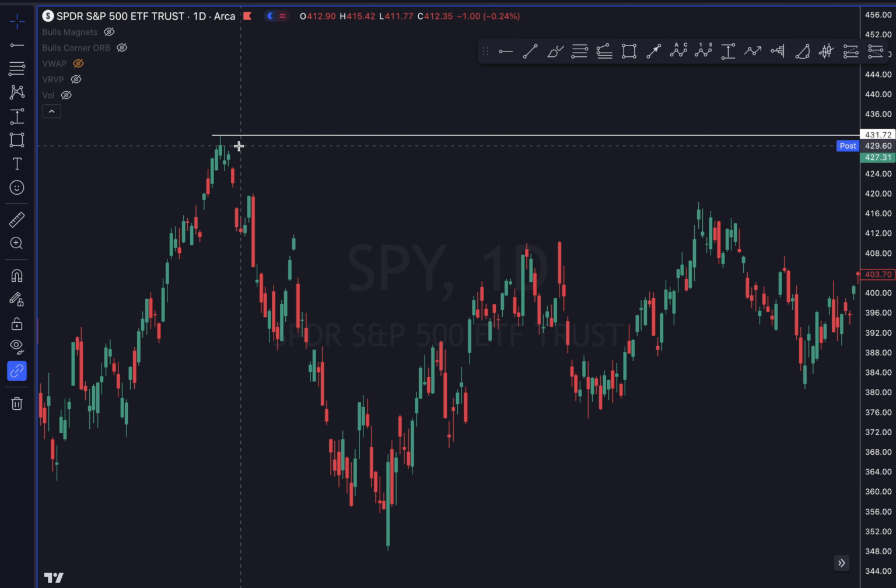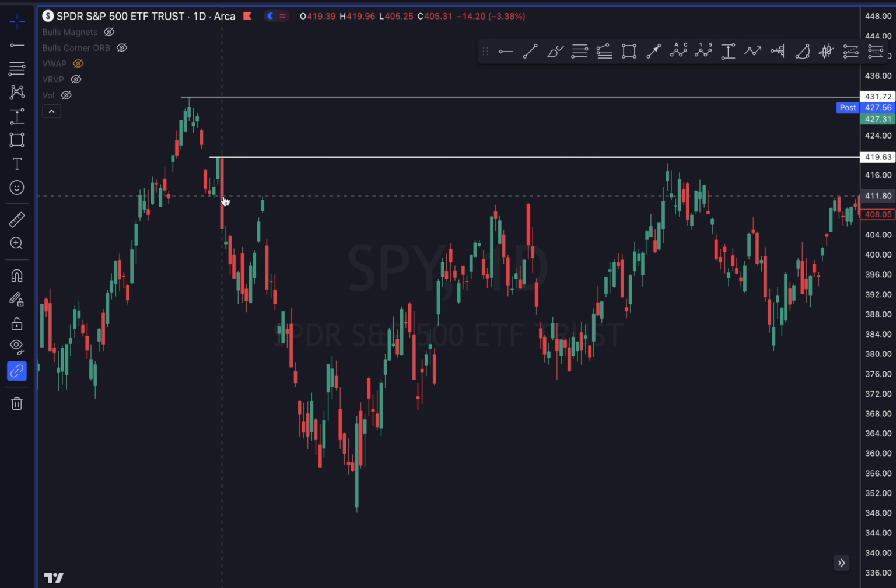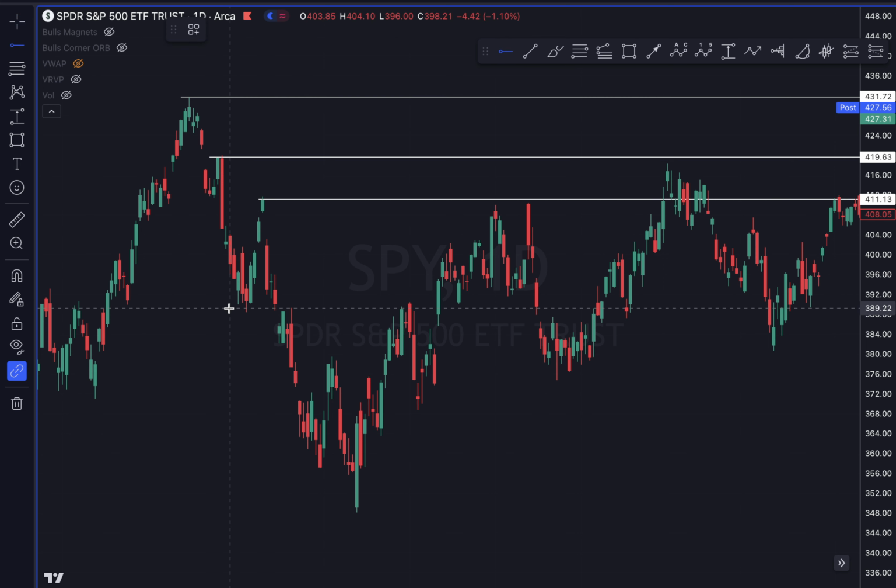So let's say this is where the market topped, and this would be my first key level. And this is where my market reversed to the downside, which would be another key level, and then one here. This is where the market bottomed and bounced, which would be another level, and this is where the market bounced, and this would be another level too, right?